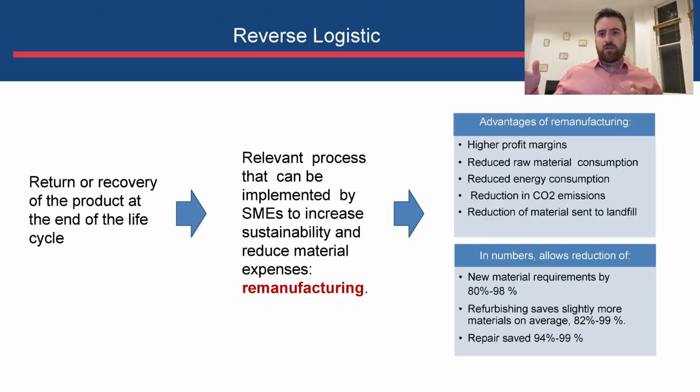At the end of the value chain, we can find reverse logistics. This process can be a return or a recovery of a product at the end of the life cycle. In Before Purpose, we see one of the most relevant methodologies that can be implemented by SMEs to increase sustainability and reduce material expenses is remanufacturing. Some advantages of remanufacturing are that companies can obtain higher profit margins, because remanufactured products often have higher profit margins than the original manufactured items.